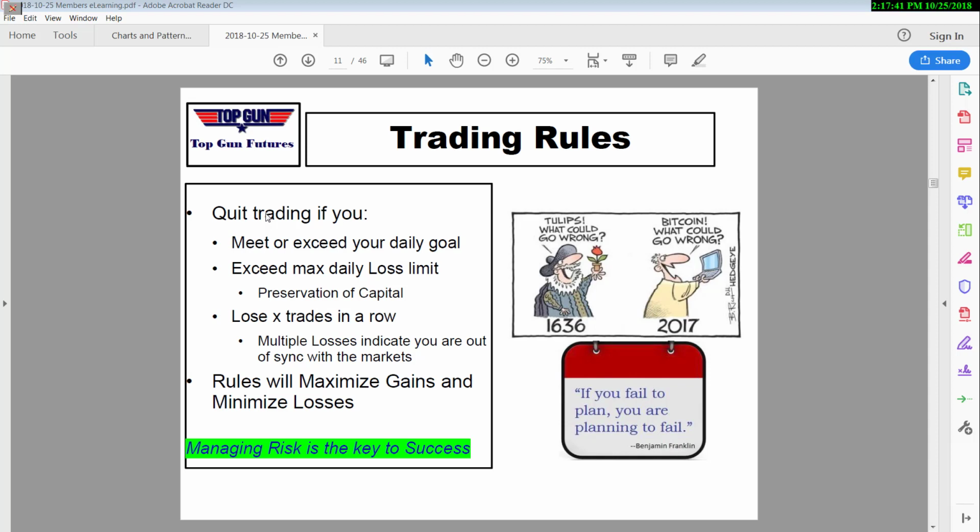And make sure you have money in your trading account to live to fight another day. If you lose X number of trades in a row, it could be 3, it could be 5, it could be a dollar amount. But if you lose a maximum number of trades that you've determined with your experience, and it could be anywhere between 3 to 5. If you lose 3 to 5 trades in a row, primarily in the futures, quit. Multiple losses indicate you're out of sync with the markets.